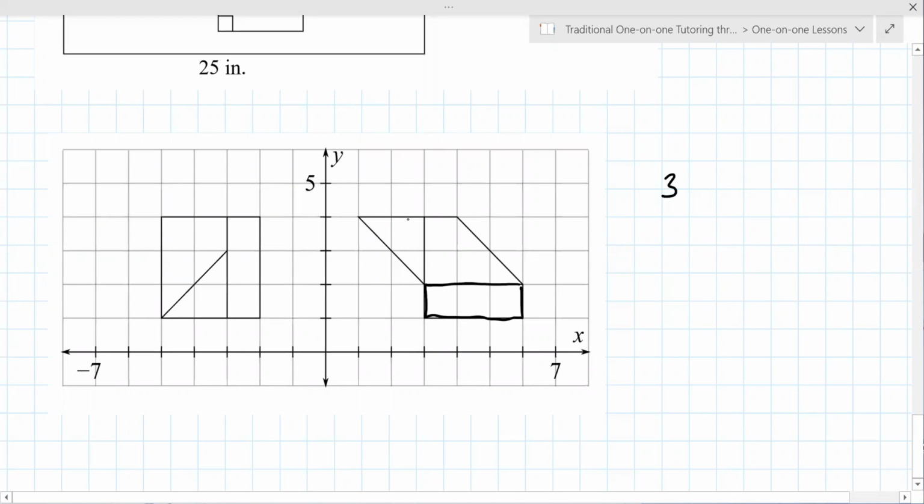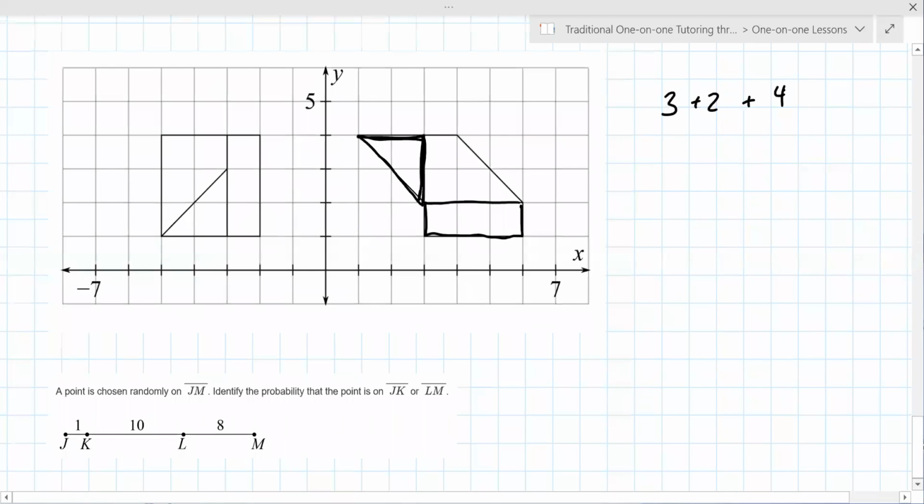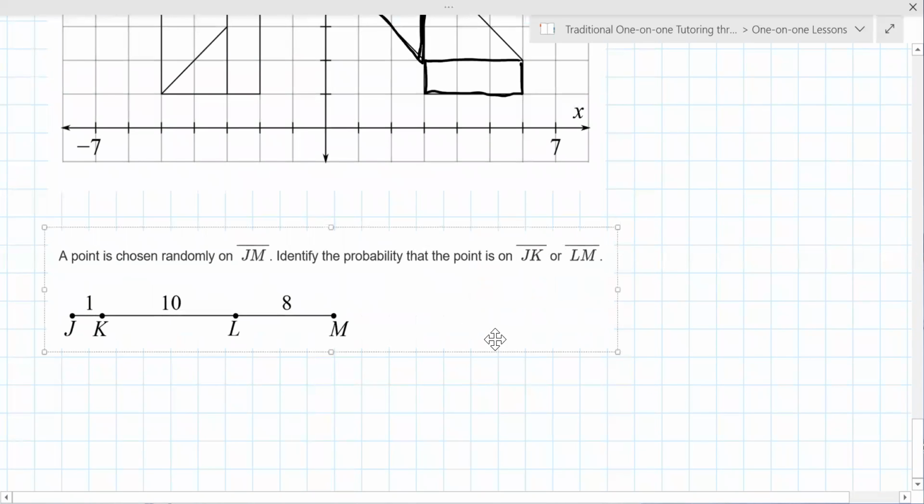That's 3. Okay, and what is the area of this triangle though? It's 1/2 base times height, so it's an area of 2. Okay, so to get to 9, we have to add in 4, right? And so now I kind of understand what they were asking for. So, okay, this question we did yesterday, it's a lot like the ones we just did with the areas.